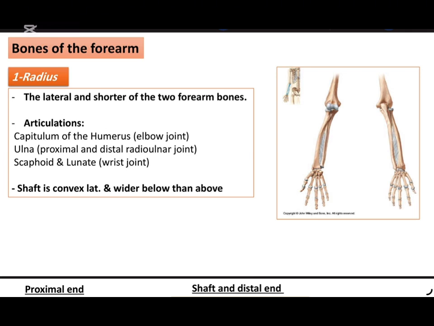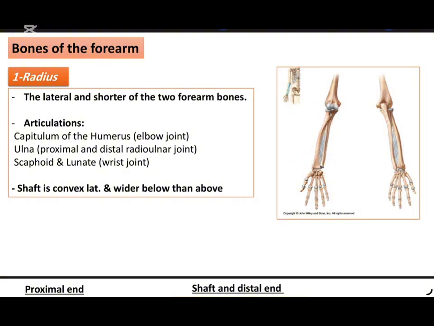Okay? How are its articulations? We said the head will articulate with the capitulum of the distal end of the humerus at the elbow joint. Here, the distal end will articulate with two carpal bones. I call them the scaphoid and lunate at the wrist joint. And also there's articulation between the ulna and radius themselves. So these two bones also articulate with each other at two joints. We call them proximal and distal radio-ulnar joint.